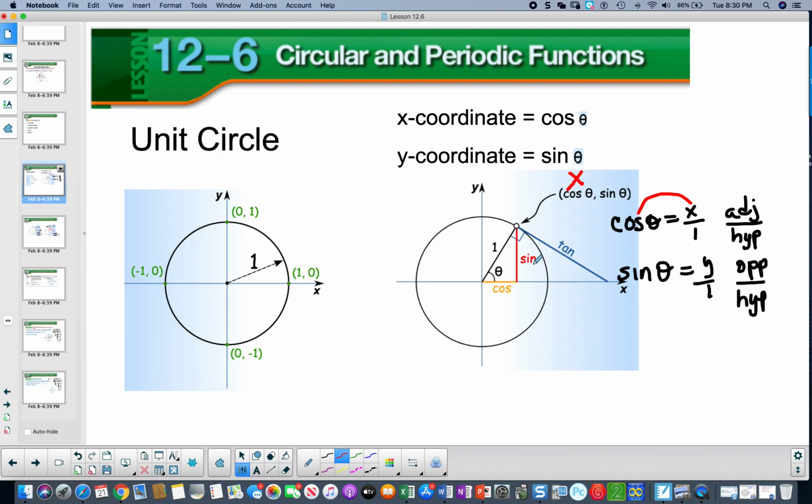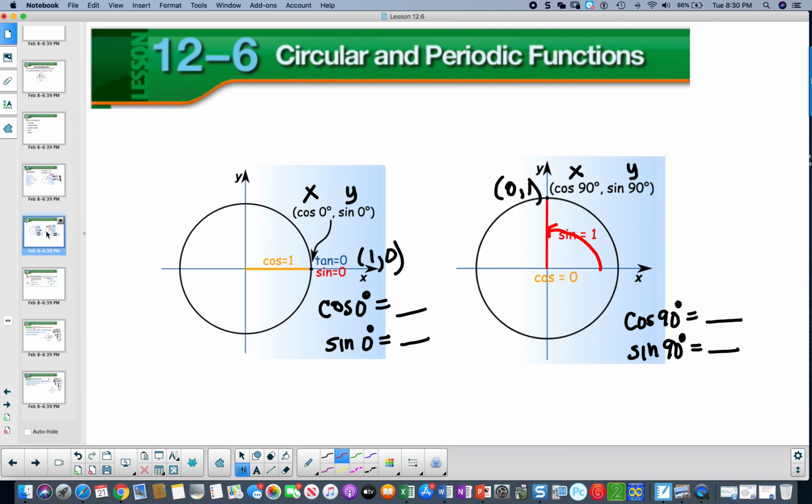Now when we look at the relationship of sine, sine is the opposite, which is the y coordinate, over the hypotenuse, which is 1, and that tells us that the y coordinate is actually the sine of theta. So in a unit circle, there's this special relationship. Let's take a look at what would happen if you're on an axis. So for instance, you're right here on the unit circle. That unit circle coordinate is (1, 0).